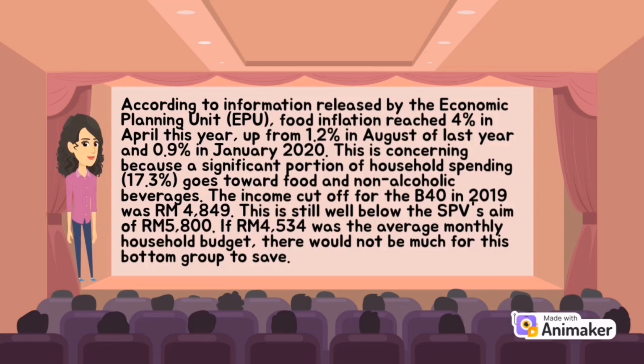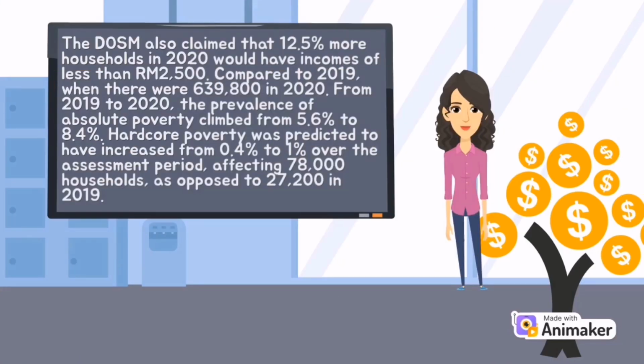The income cut off for the B40 in 2019 was 4,849 ringgit Malaysia. This is still well below the SPV's aim of 5,800 ringgit Malaysia. If 4,534 ringgit Malaysia was the average monthly household budget, there would not be much for this bottom group to save. The DOSM also claimed that 12.5% more households in 2020 would have incomes of less than 2,500 ringgit Malaysia, compared to 2019, when there were 6,039,800 in 2020.